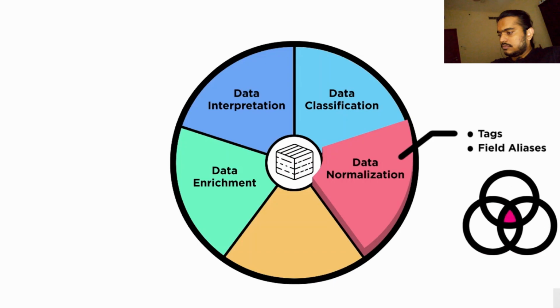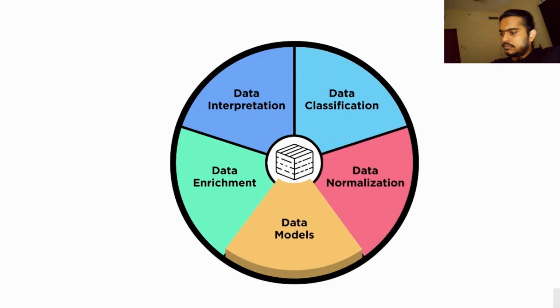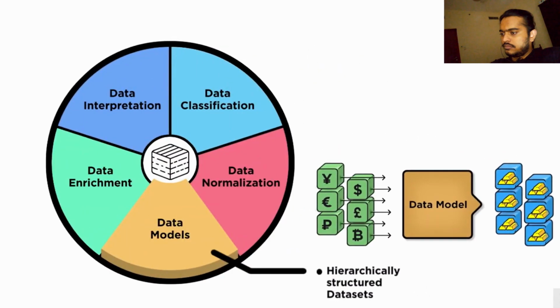Field aliases give you a way to normalize data over multiple sources. You can assign one or more aliases to any extracted field and apply to fields from a lookup table. And finally, data models are hierarchically structured datasets, which may consist of events, searches, and/or transactions.